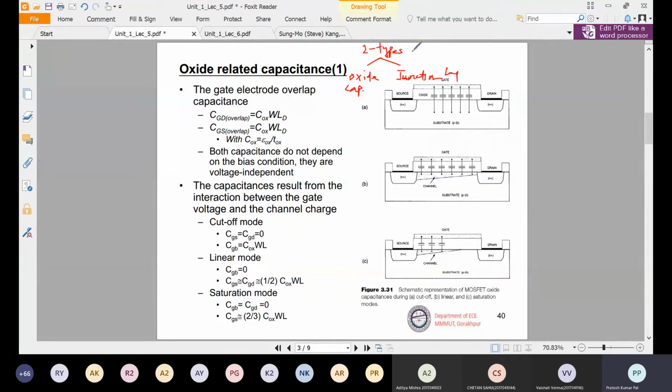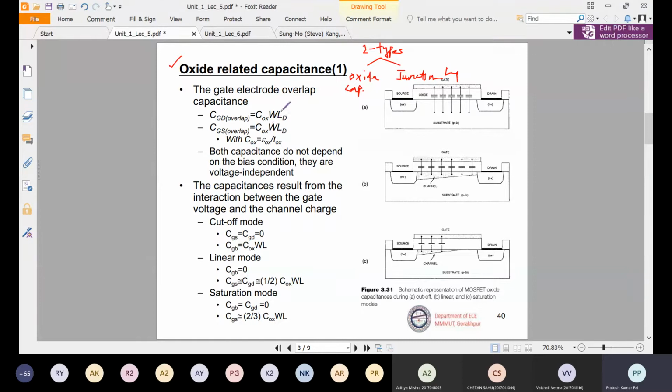So two types of capacitance are there: oxide capacitance and junction capacitance. We will see one by one what oxide capacitance and junction capacitance are. So in the oxide related capacitance, which is called oxide capacitance, these oxide capacitances are divided into two types.